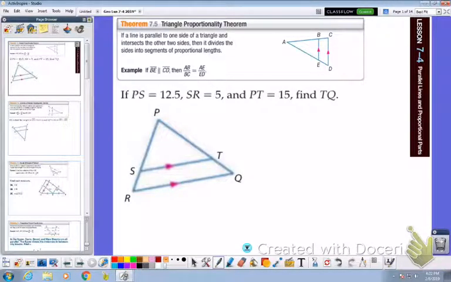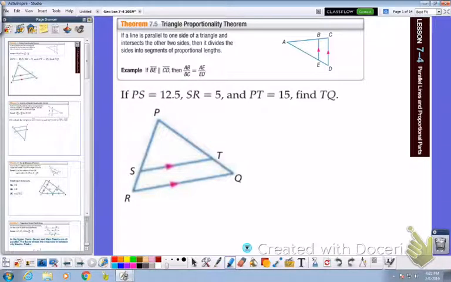Okay, ladies and gentlemen, we are going to do lesson 7.4, parallel lines and proportional parts. We are starting with theorem 7.5, the triangle proportionality theorem. Please find this on your paper. It states that if a line is parallel to one side of the triangle and intersects the other two sides, then it divides the sides into segments of proportional length.